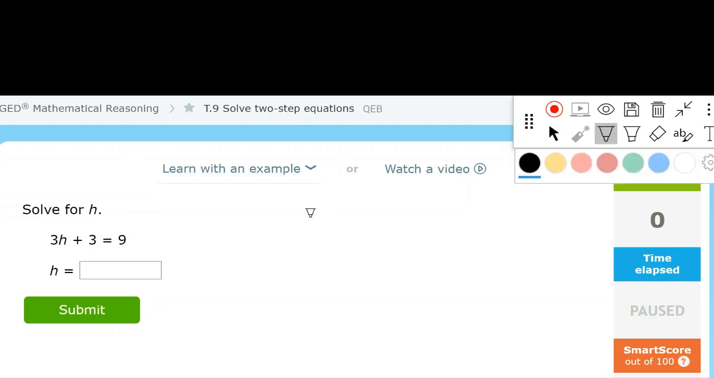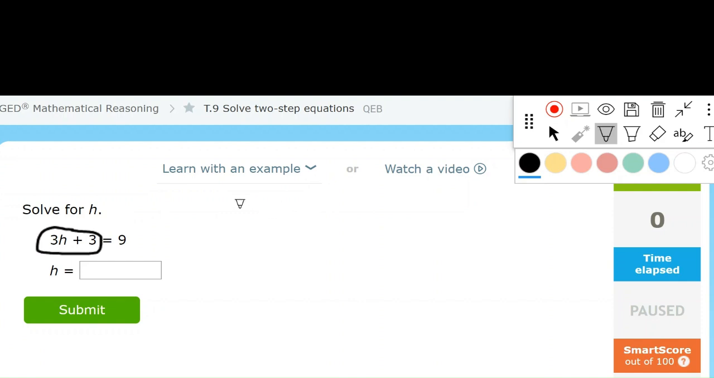Today, we're going to be talking about two-step equations. Two-step equations are a little bit trickier than one-step because they involve two operations instead of one. First, we want to identify which side the variable is on. So in this case, it's to the left.